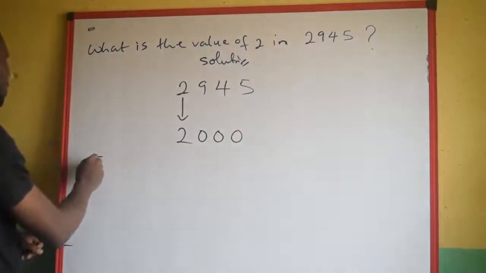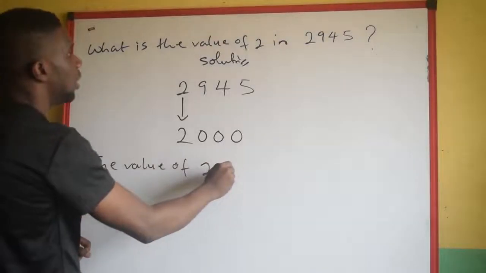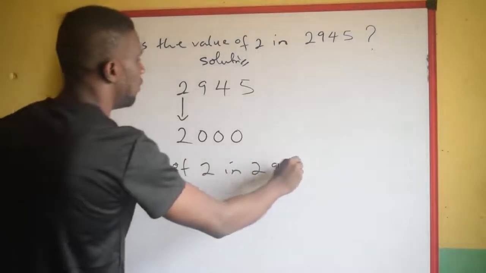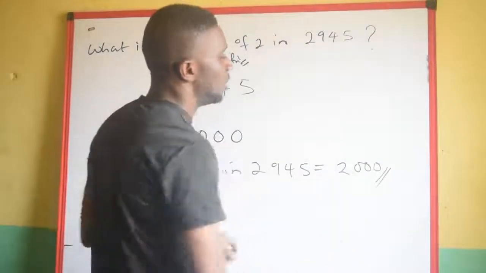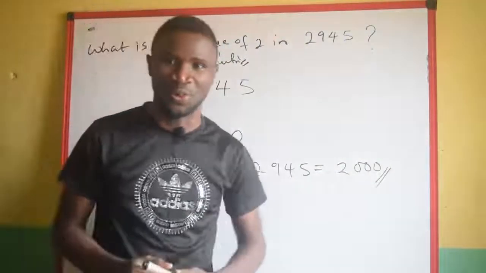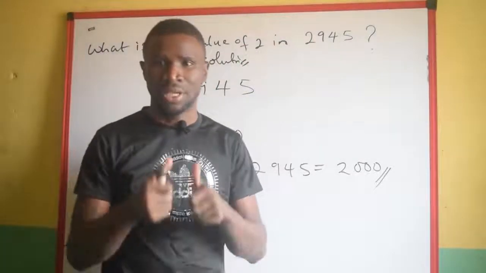This 9 will be 0, 4 will be 0, 5 will be 0. Now you tell them that the value of 2 in 2945 is nothing but 2000. So this is the answer and nothing more. First of all, indicate the value of whatever you are looking for and you are good to go.